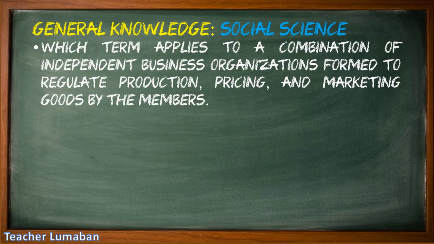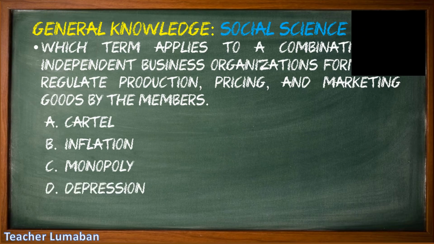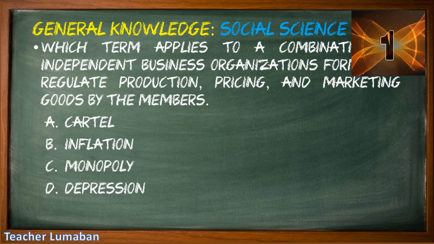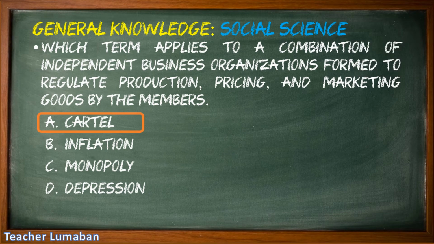Which term applies to a combination of independent business organizations formed to regulate production, pricing, and marketing goods by the members? Letter A, cartel. Letter B, inflation. Letter C, monopoly. Letter D, depression. Please answer in 5, 4, 3, 2, 1. The correct answer is letter A, cartel.